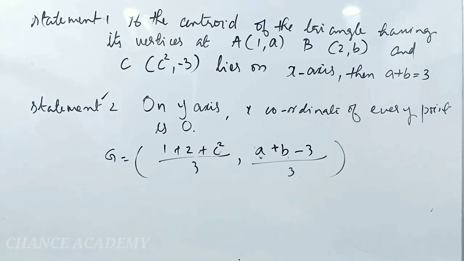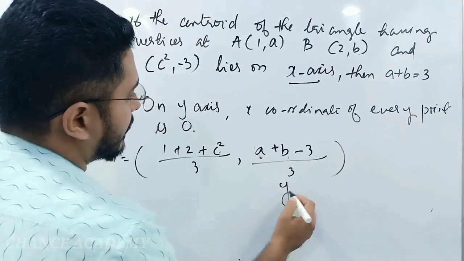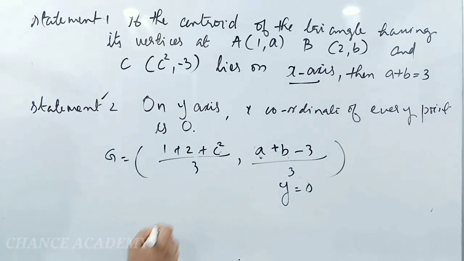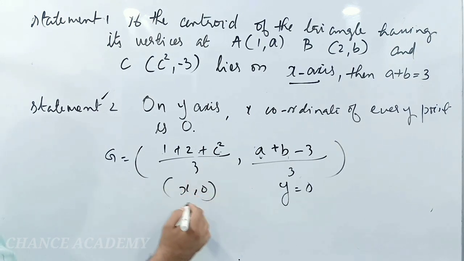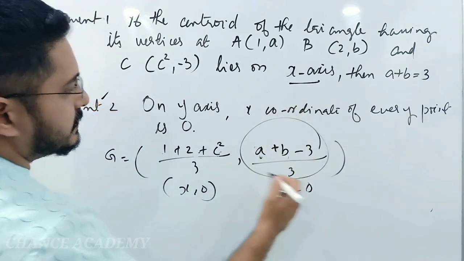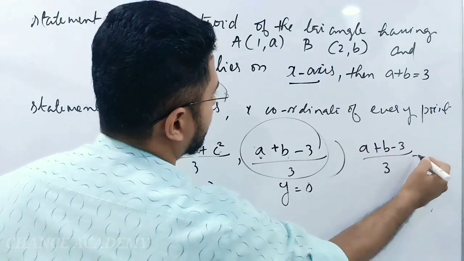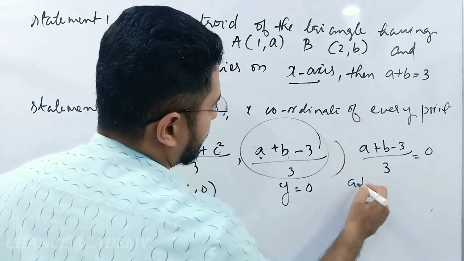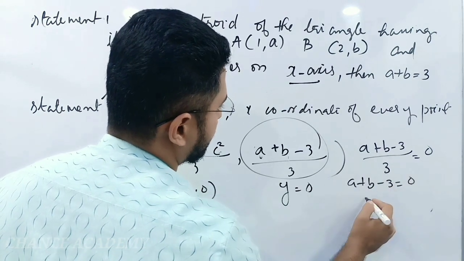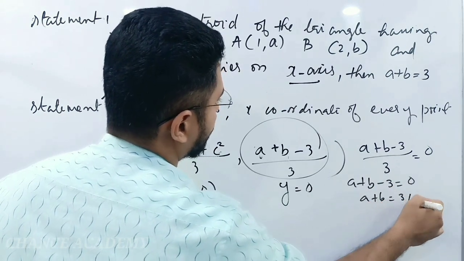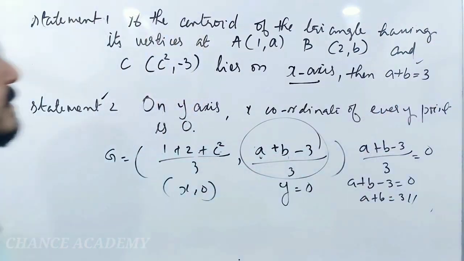But it's given that this lies on the x-axis. Every point on the x-axis has y-coordinate equal to 0, so it will be of the form x0. So you can equate this part to 0. That will give you a plus b minus 3 whole divided by 3 is equal to 0. That is, a plus b minus 3 is equal to 0, and a plus b will be equal to 3. So the first statement is also true.